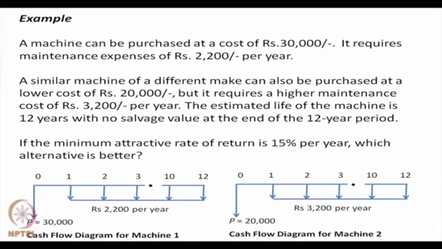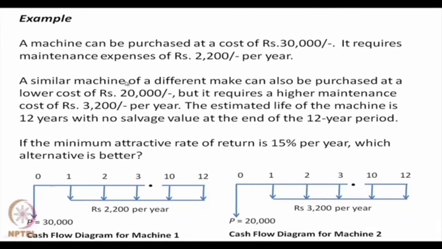Let us take this particular example and use it to illustrate the three methods of comparing among the alternatives. It is a case of a small entrepreneur who would like to purchase a machine at a cost of 30,000 rupees. But he estimates that the machine would require a maintenance expense of 2,200 rupees every year.